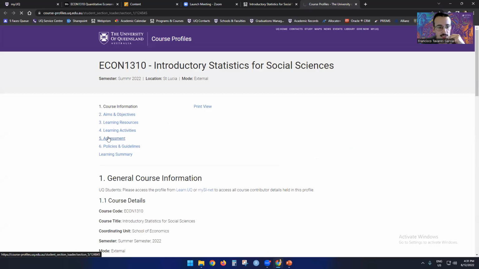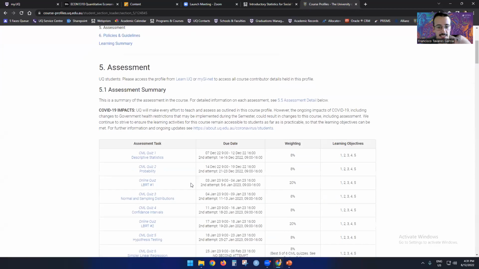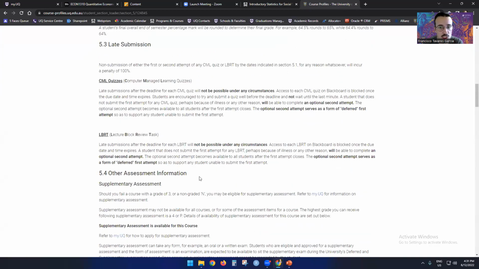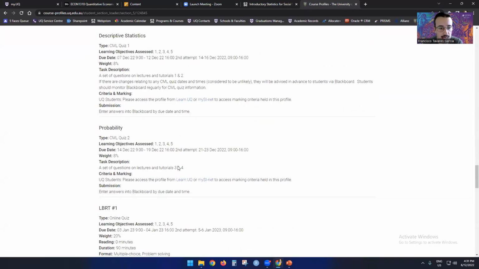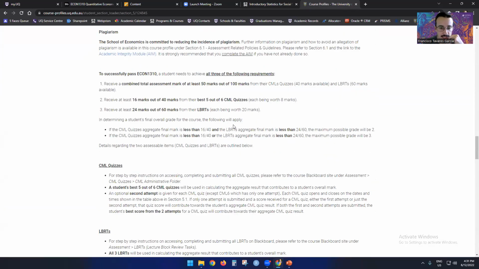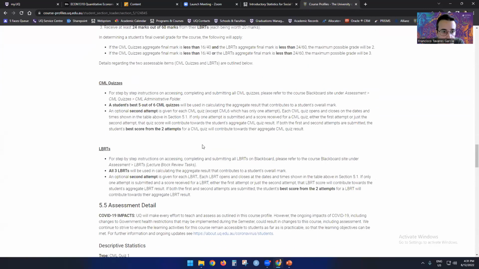If you go to assessment, item number 5, it's exactly the same screens that I had. There's quite a lot of information, which is a good idea for you to have a read, and to be on top of how you're going to be evaluated, right? That works for every course. It's a good idea to know. Let's go to CML.